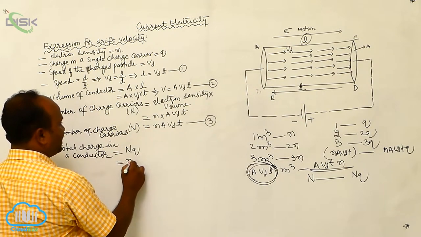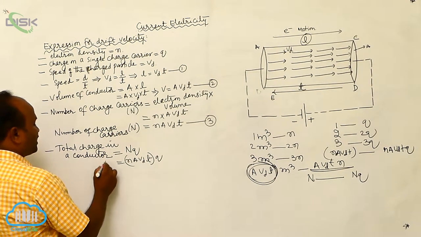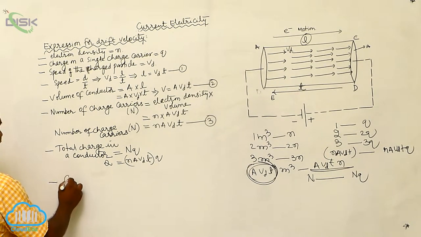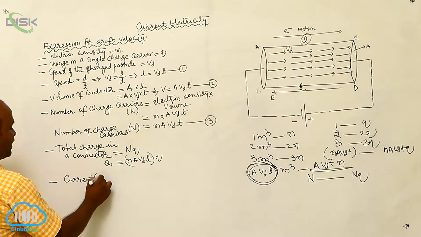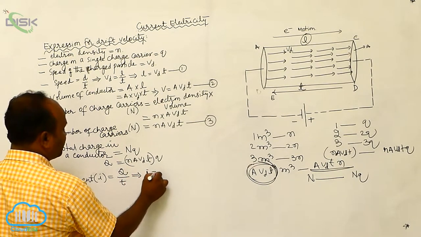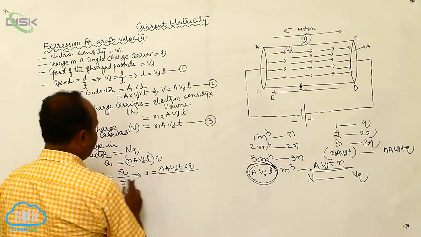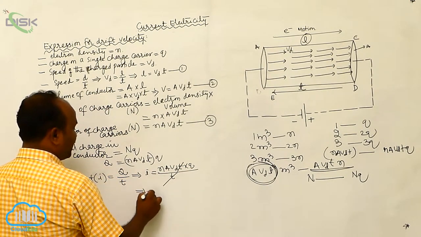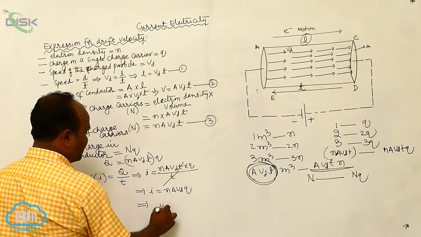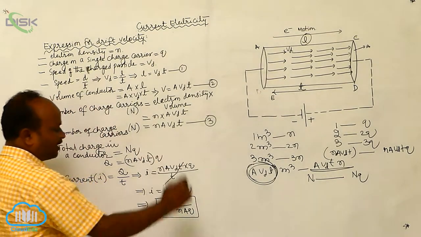Therefore, what is the N value? N A Vd T into Q. Therefore, the total charge is represented by Q. Now, according to the definition of current, current is equal to total charge by total time. That implies I is equal to N A Vd T into Q by T. Therefore, T gets cancelled. That implies I = N A Vd Q. Therefore, Vd = I by N A Q. This is the expression for drift velocity.